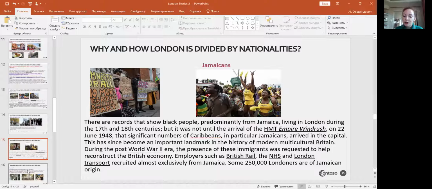During the post-World War II era, the presence of these immigrants was requested to help reconstruct the British economy. Employers such as British Rail and the NHS, this is National Health Service, and London Transport recruited almost exclusively from Jamaica. Some 250,000 Londoners are of Jamaican origin. And they have a beautiful Jamaican festival right in the center of London, which is attended by people of all nationalities, and there are huge crowds and music, dancing, food, a very interesting show every year.